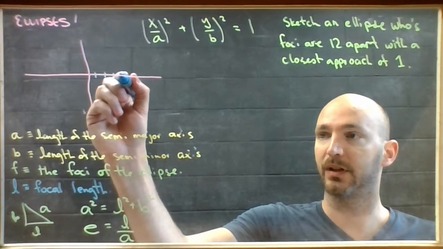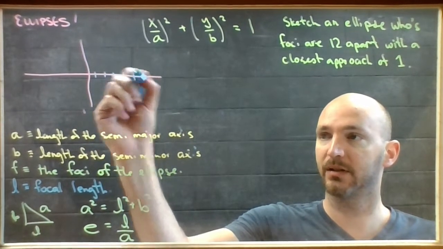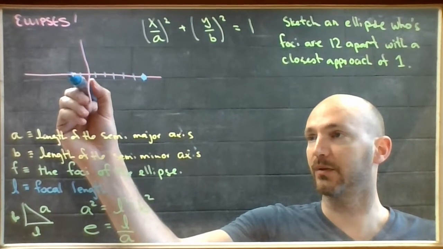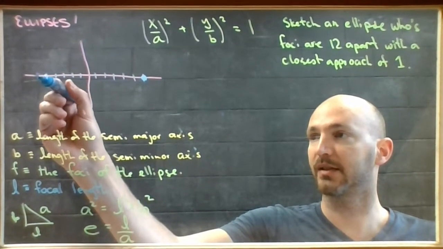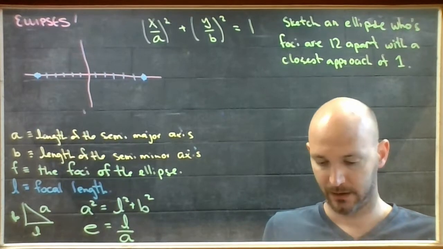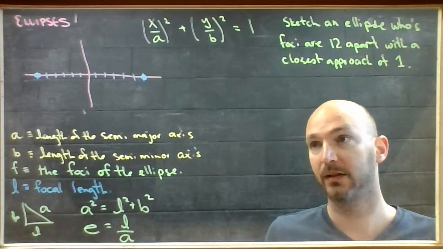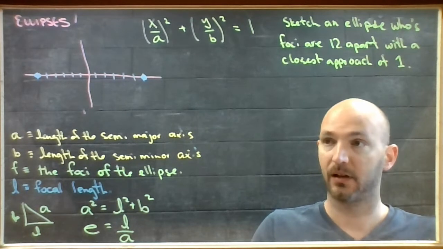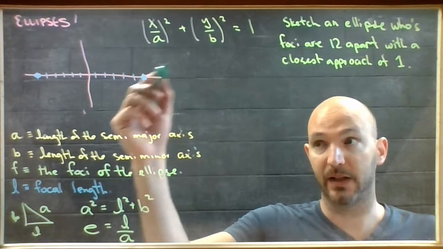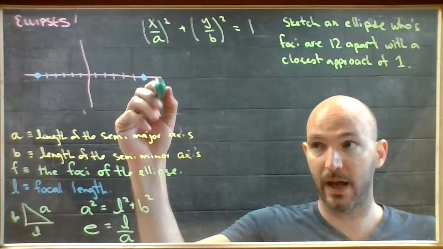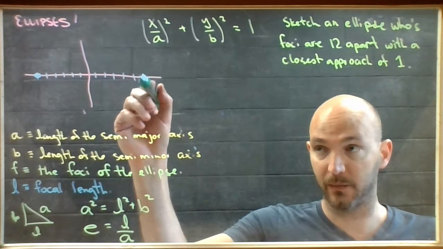1, 2, 3, 4, 5, 6. There's 1. 1, 2, 3, 4, 5, 6. There's the other. Now, if I want this thing to have a closest approach of 1, that means I want this ellipse to be 1 away at minimum from my focus here.